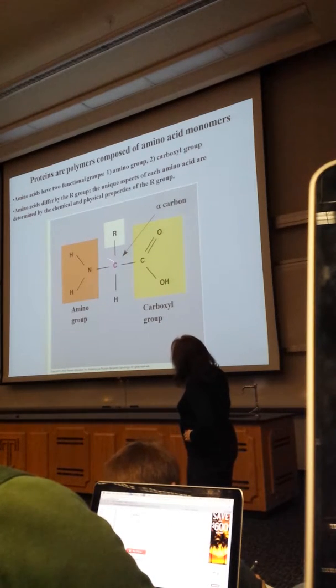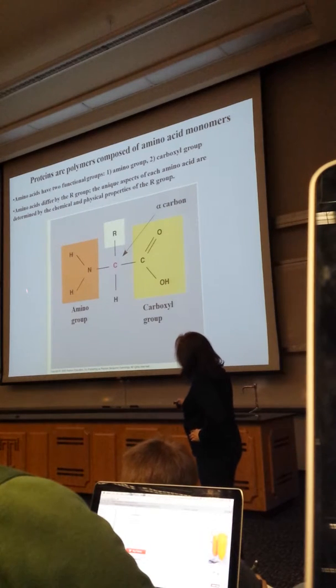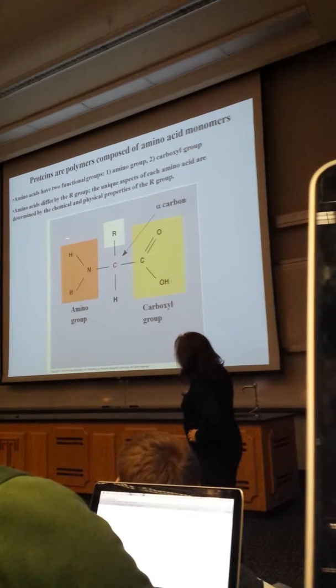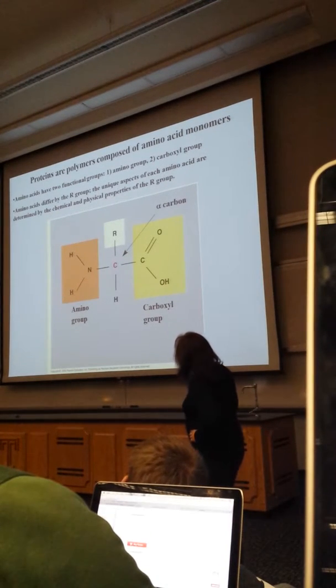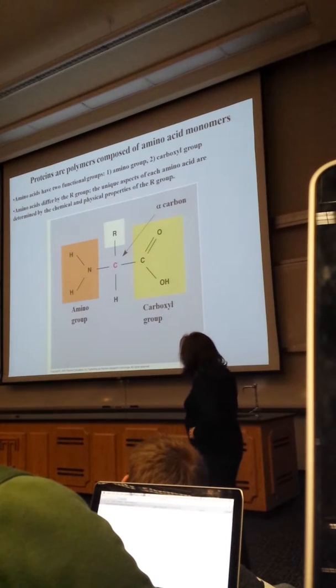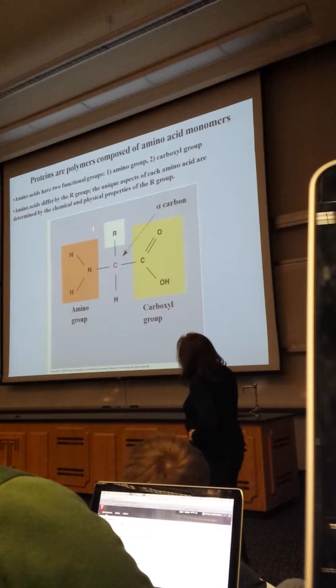Arranged around the alpha carbon, like we learned earlier, you have an amino group and a carboxyl group. The amino group, if you recall, can function as a base. The carboxyl group can function as an acid. The alpha carbon is also always associated with a hydrogen, by a covalent bond, and then to an R group.